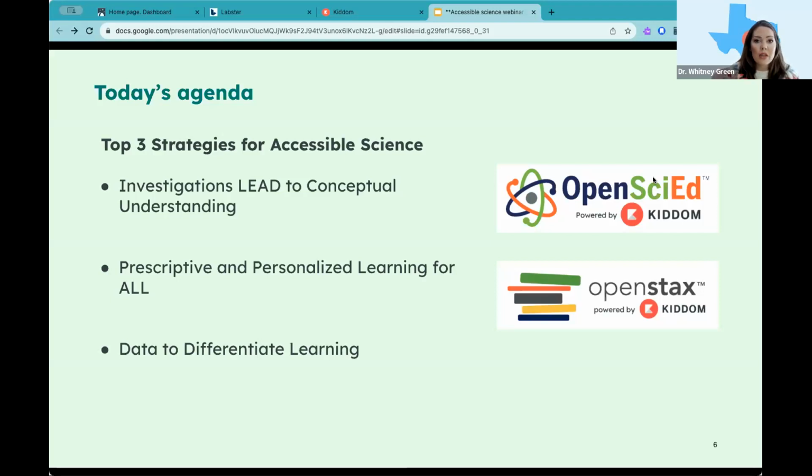We know that districts have a diverse array of students that are coming to them with different needs. And so we want to make sure that we're equipping teachers to meet those needs, as well as how we can support teachers in order to do that.